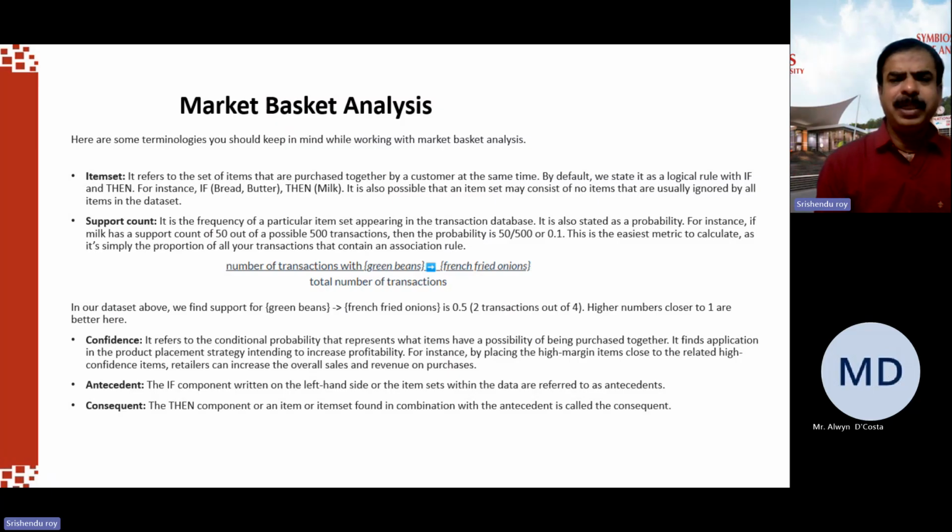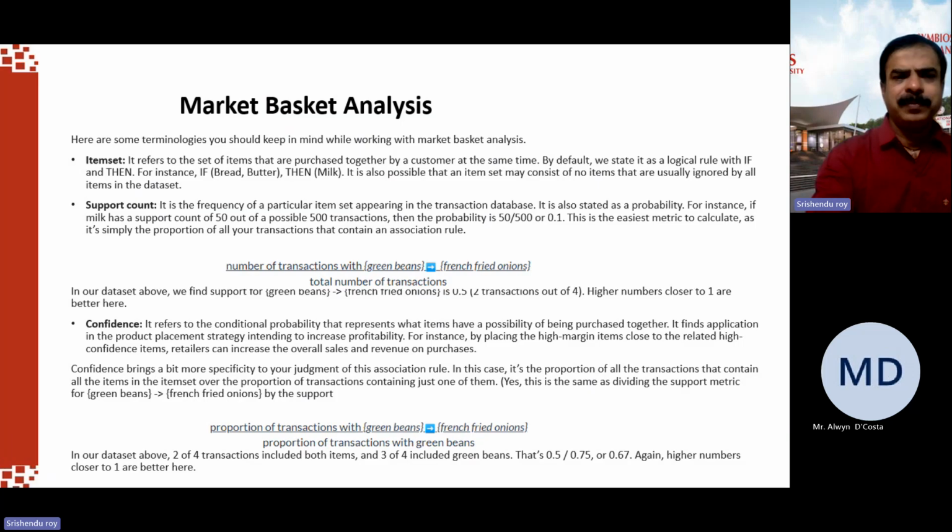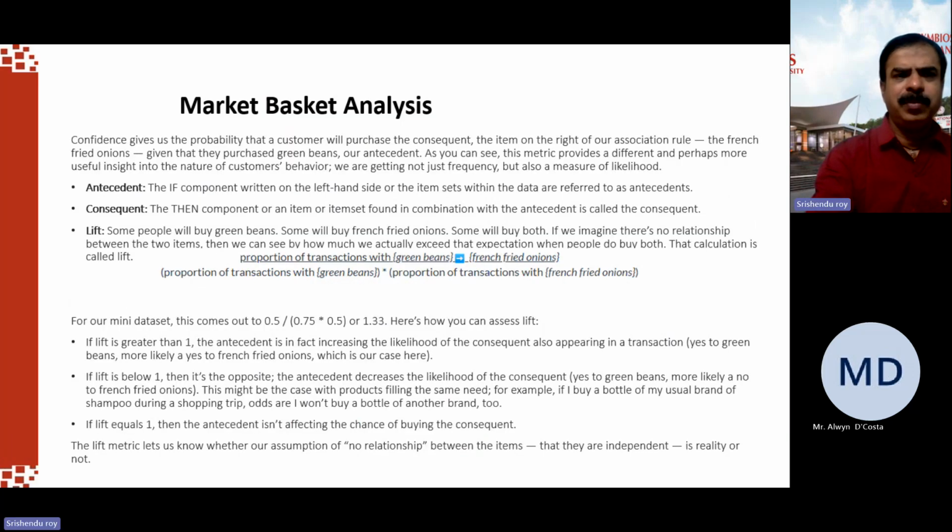Then antecedent. Antecedent is the if component, written on the left hand side of the item set. And consequent is the then item. That means if butter and bread, then butter and bread are the antecedent, and then milk is the consequent. That means if butter and bread are purchased together, as a consequence, milk will be purchased. So this is the logic we are using. These are the things that we talk about.